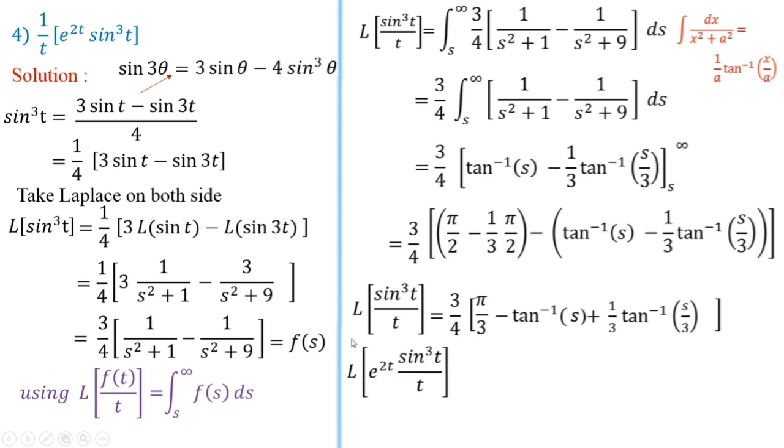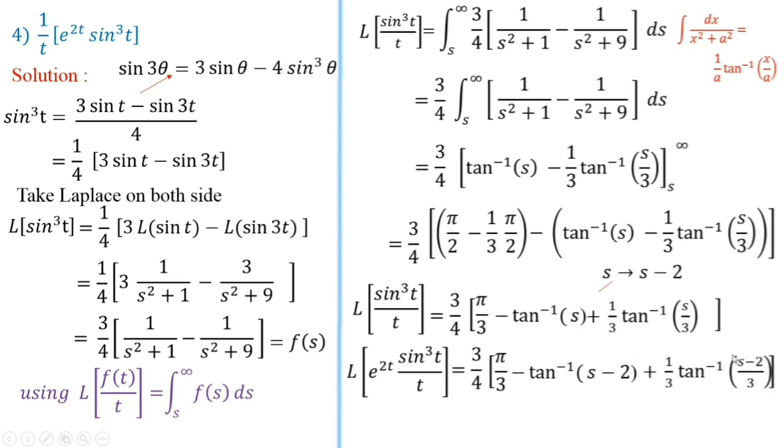Therefore, Laplace of e raised to 2t into sine cube t upon t, here by using first shifting theorem, put s is equal to s minus 2, then we get this is equal to 3 by 4 into pi by 3 minus tan inverse of s minus 2 plus 1 by 3 into tan inverse of s minus 2 upon 3. Therefore, Laplace of e raised to 2t into sine cube t upon t is equal to 3 by 4 into pi by 3 minus tan inverse of s minus 2 plus 1 by 3 into tan inverse of s minus 2 upon 3.